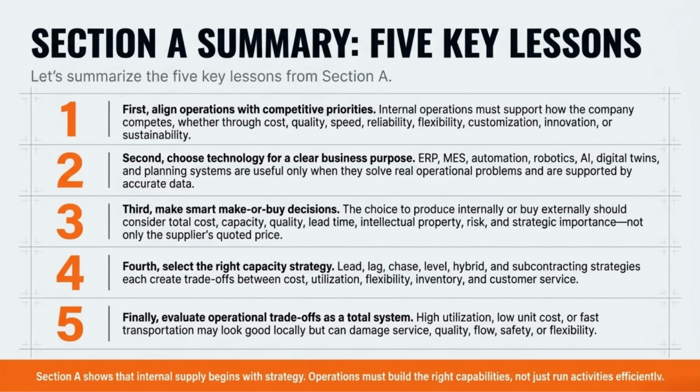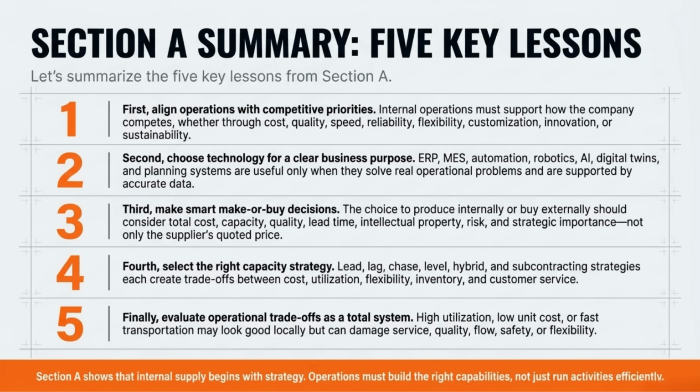Third, make smart make or buy decisions. The choice to produce internally or buy externally should consider total cost, capacity, quality, lead time, intellectual property, risk, and strategic importance, not only the supplier's quoted price. Fourth, select the right capacity strategy. Lead, lag, chase, level, hybrid, and subcontracting strategies each create trade-offs between cost, utilization, flexibility, inventory, and customer service.